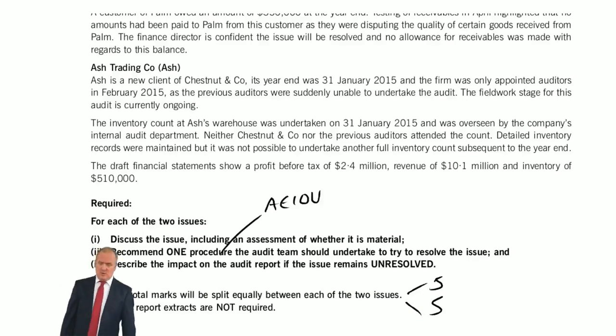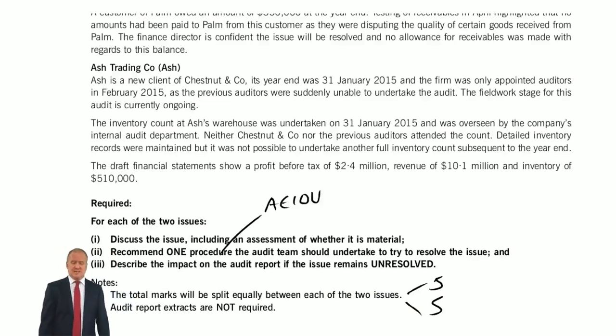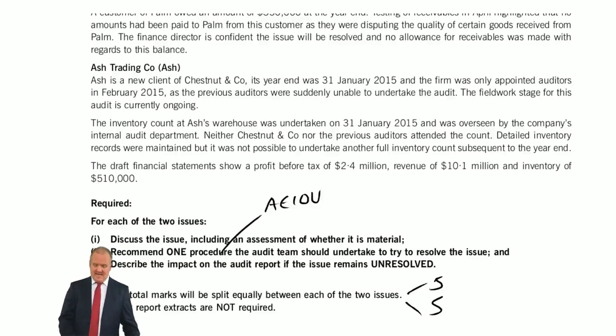Detailed inventory records were maintained, but it was not possible to undertake another full inventory count subsequent to the year end. Draft financial statements show a profit before tax of 2.4 million, revenue 10.1, and inventory of 510.